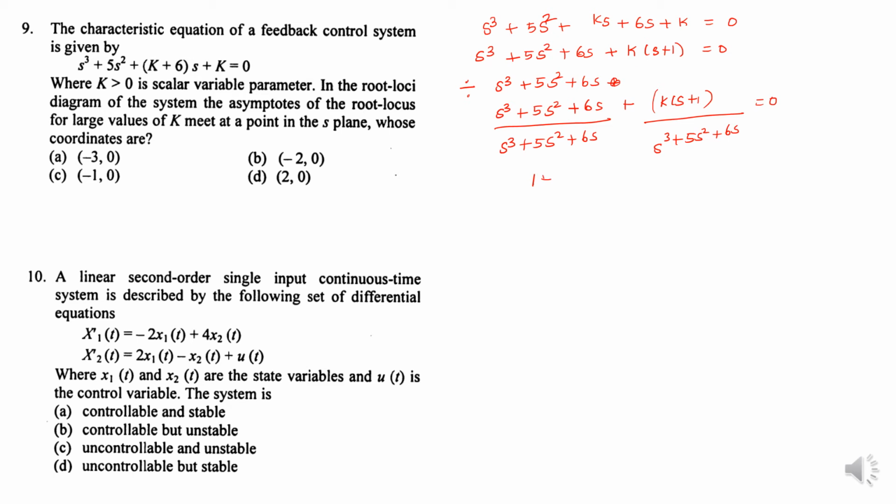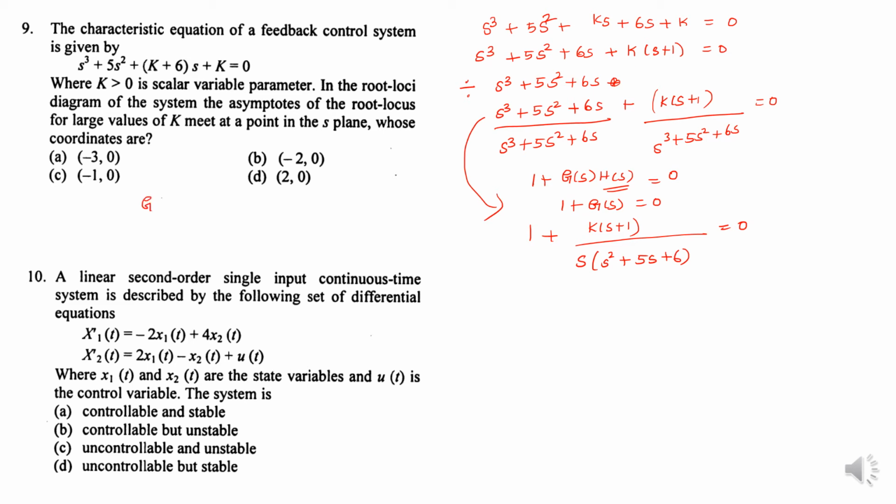Normally, what is the form of characteristic equation? 1 plus G of s into H of s. So this is the unity feedback. So 1 plus G of s equal to 0. So in this equation also, 1 plus k into (s plus 1), the whole divided by, I have to take s outside, s into (s square plus 5s plus 6) equal to 0. From this equation, what is G of s?